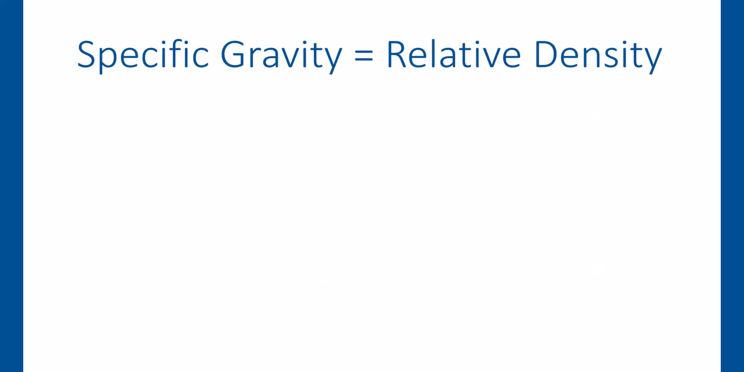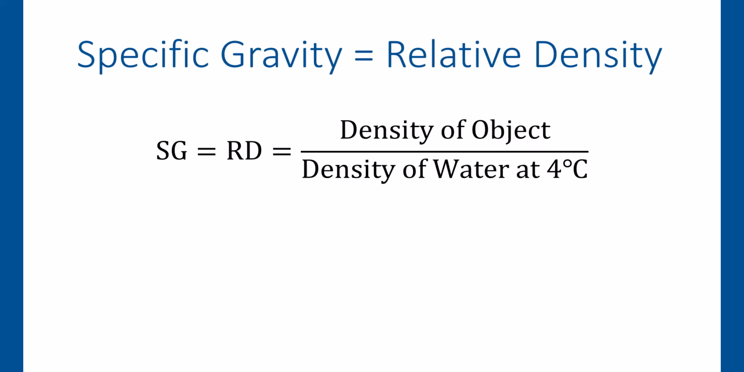Specific gravity, also known as relative density, tells how the density of a substance compares to the density of water at 4 degrees Celsius. 4 degrees is specified because water changes density slightly with temperature, and it is at its most dense at 4 degrees Celsius.